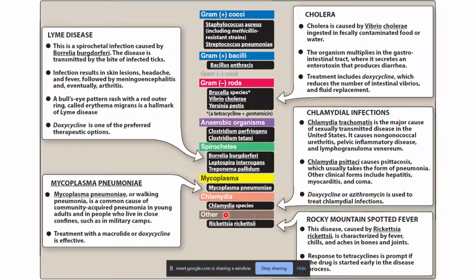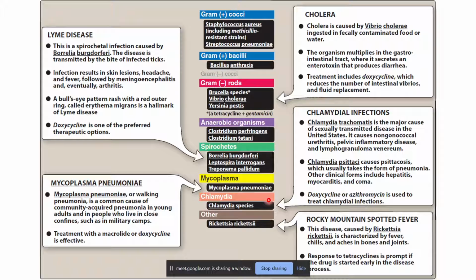And then Chlamydia species lead to chlamydial infections, a sexually transmitted disease, and it leads to urethritis, pelvic inflammatory disease, and lymphogranuloma venereum. Some species may lead to pneumonia, and also hepatitis, myocarditis, and coma and death. Doxycycline can be used for the treatment, and azithromycin can replace the tetracycline.